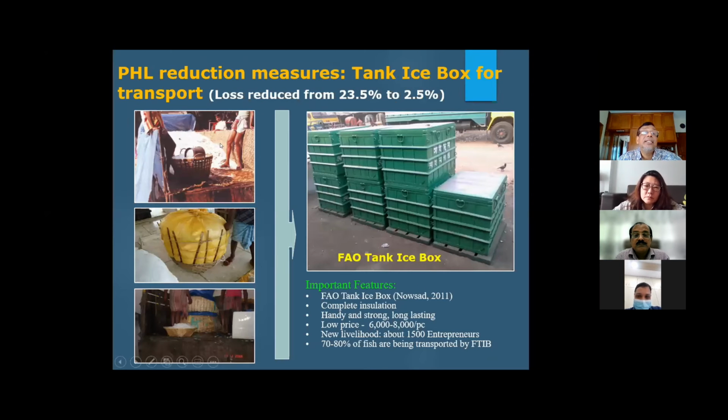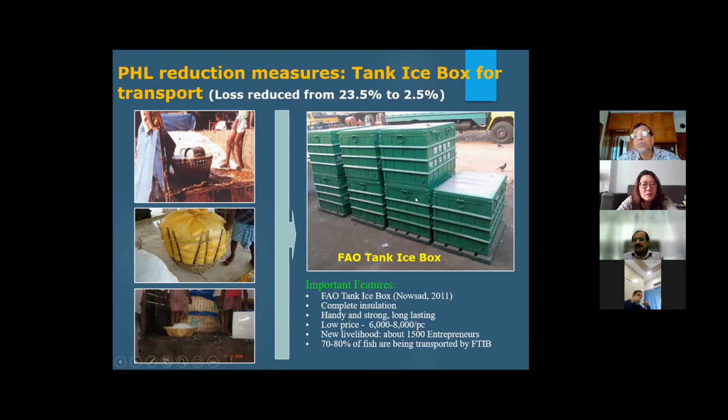And here in the slide, as far as loss reduction measures are concerned, we need to improve the transportation system of fish. On the left-hand side, you see the traditional transportation system. We need to shift from the left-hand side to the right-hand side. It is an FAO tank icebox. This tank icebox was constructed by a DOF FAO project called the ECFC project in Cox's Bazar 20 years back. And within these 20 years, we have been trying to promote this technology.